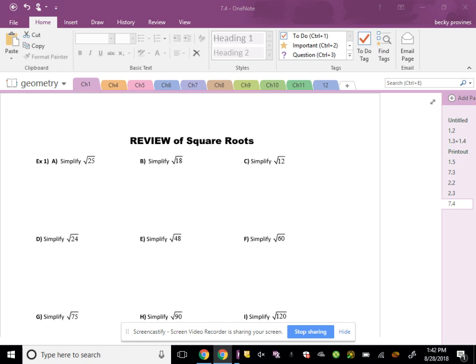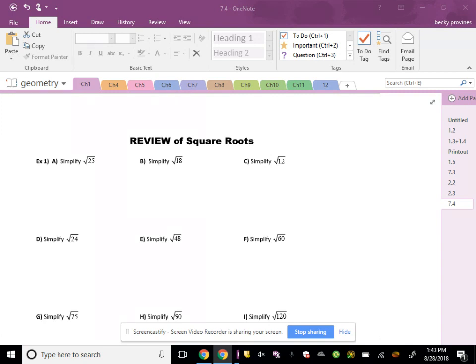Lesson 7-4. Before we do that, we need to review how to simplify square roots. Now, today we're not going to use a calculator to simplify it for us. We can only use a calculator to help us figure out what numbers go into a bigger number.